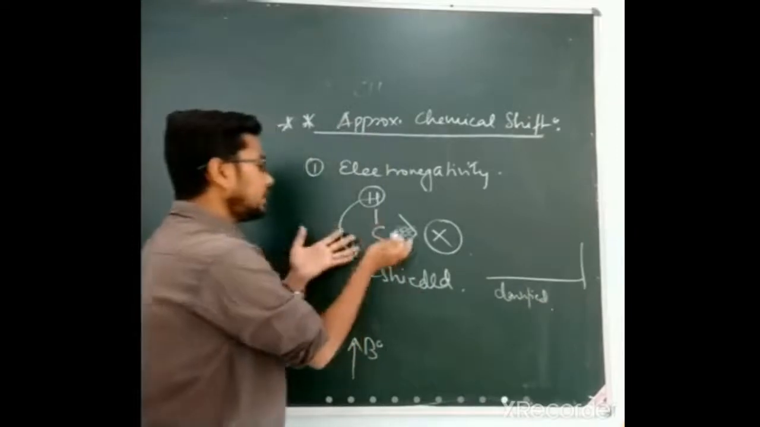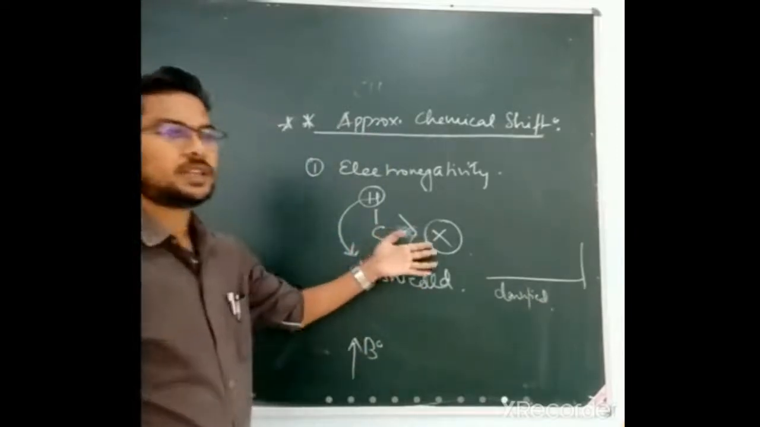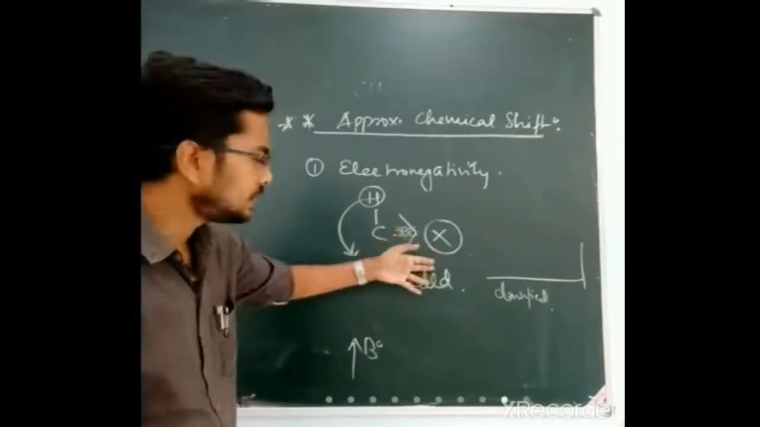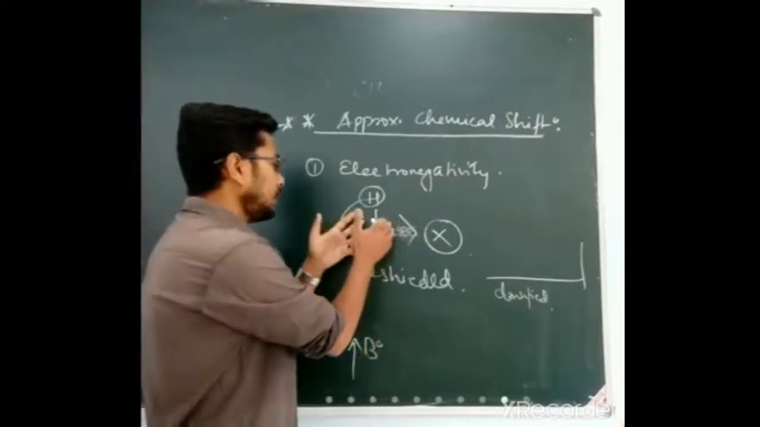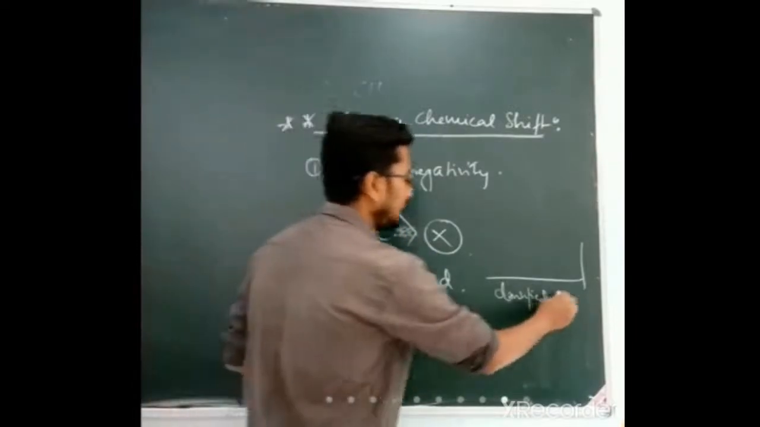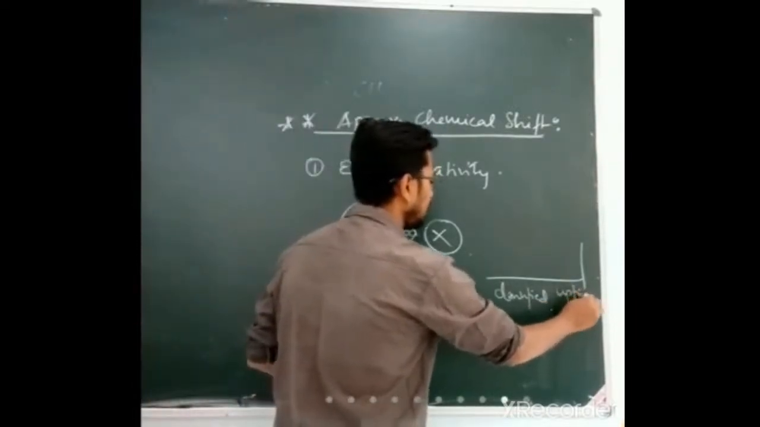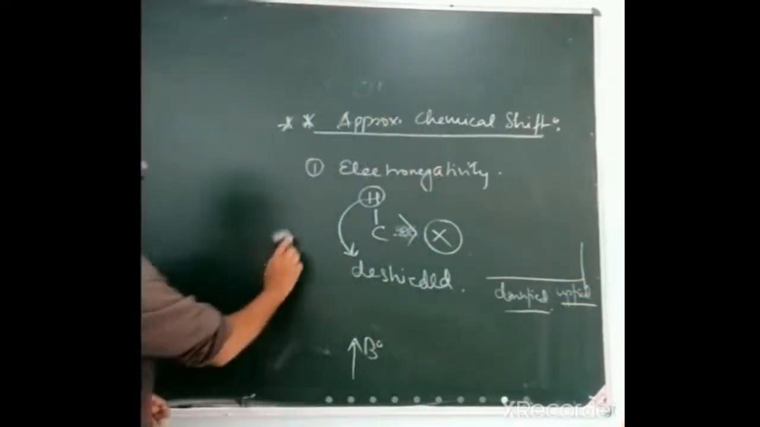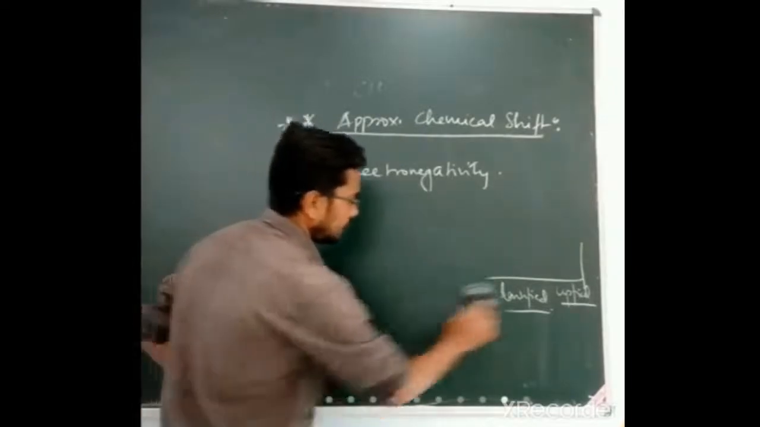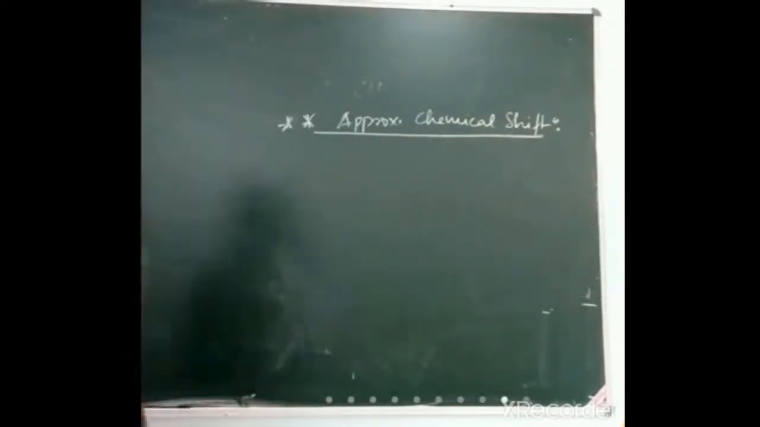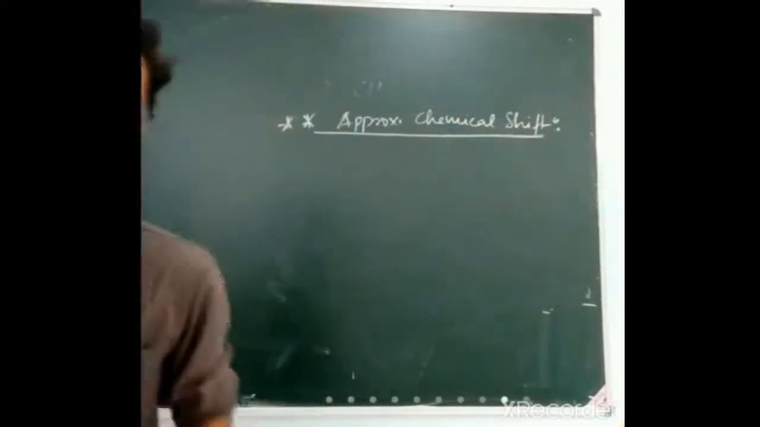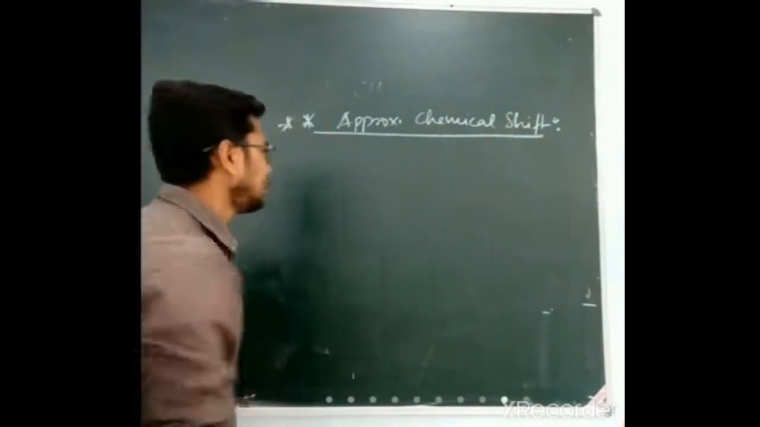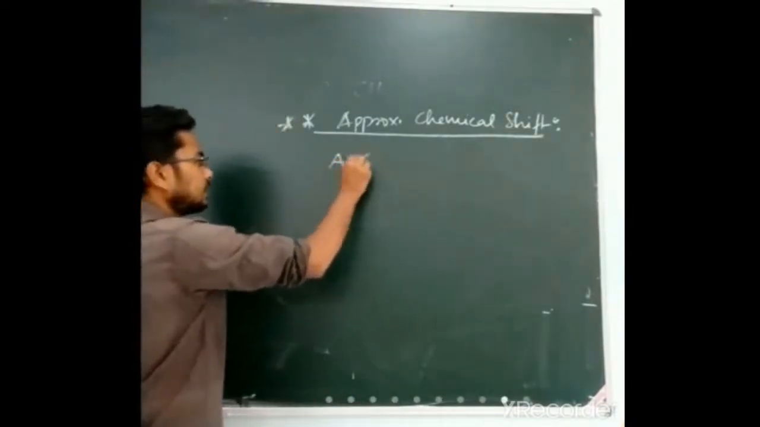And a shielded nucleus, that means it does not have any electronegative element, then this will be shielded, and since it is shielded, it will appear in upfield. Already I have told many times. So if we have to take one by one groups, then let's start with alkanes.